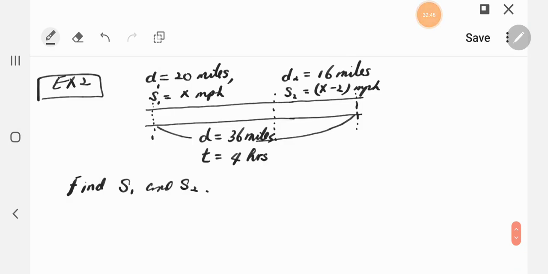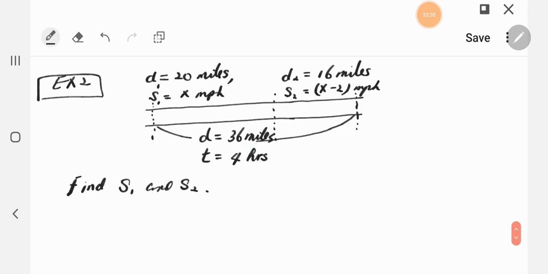Okay, example 2. A cyclist rode the first 20 miles with the speed, let's say it's x miles per hour, and then for an additional 16 miles, the speed of the cyclist is reduced by 2. So the speed will be x minus 2 miles per hour. And the total distance is 20 plus 16, which is 36 miles. To ride this distance, 36 miles, it took 4 hours.